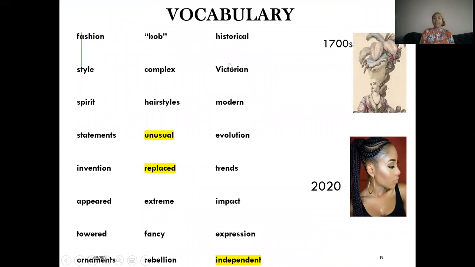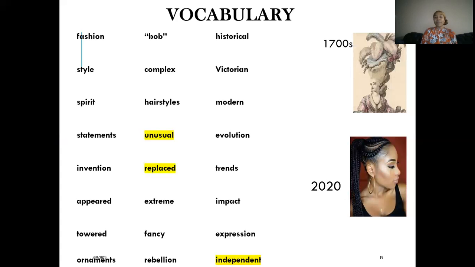Let's go over our vocabulary. Fashion, style, spirit, statement, invention, appeared, towered, ornament, bob, complex, hairstyles, unusual, replaced, extreme, fancy, rebellion, historical, Victorian, modern, evolution, trends, impact, expression, and independent.